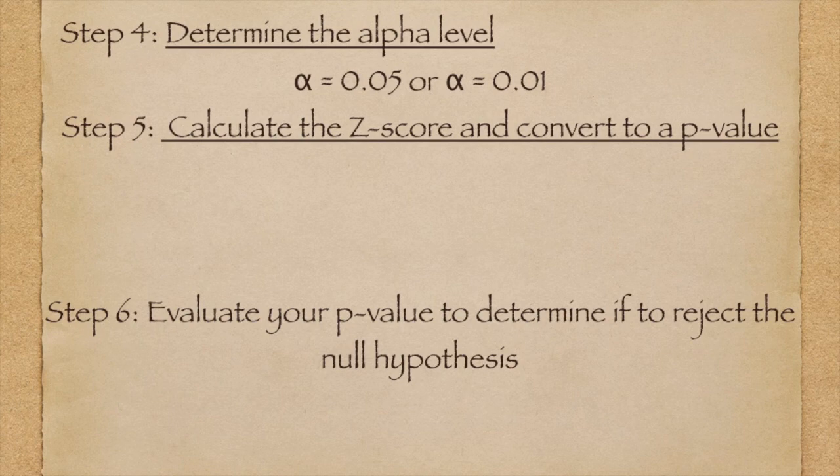Now, while 0.05 and 0.01 are the most frequently used alpha levels, it doesn't mean you can't use a different critical value. The situation should dictate which level you use or how much risk you are willing to take.